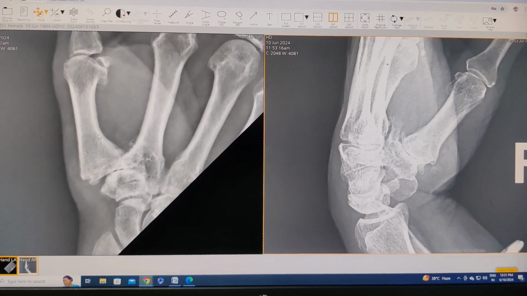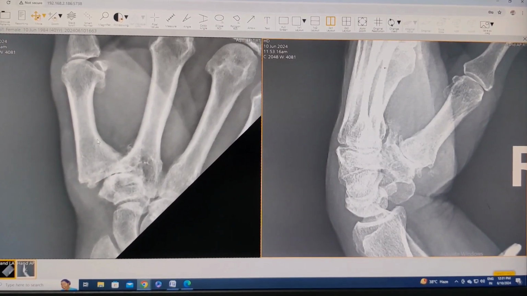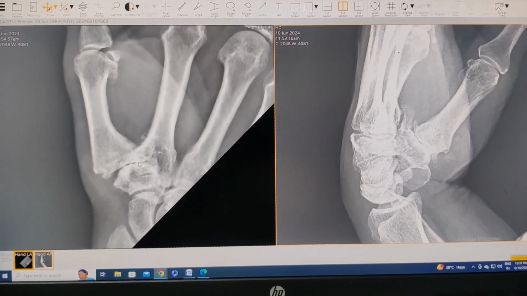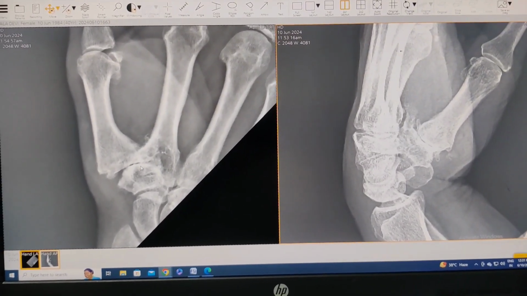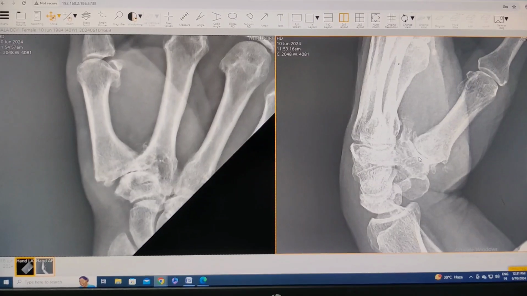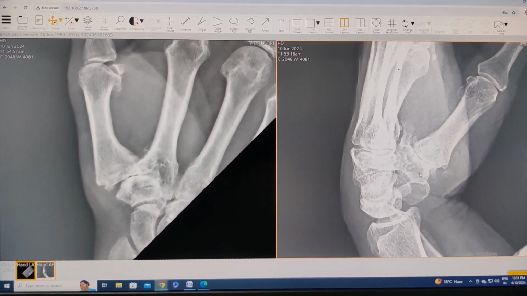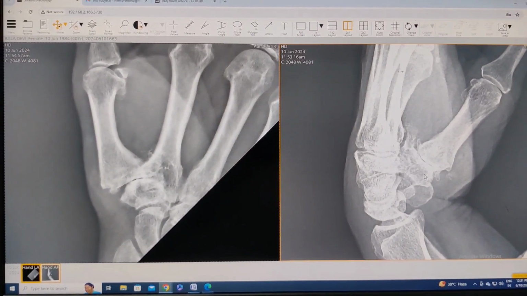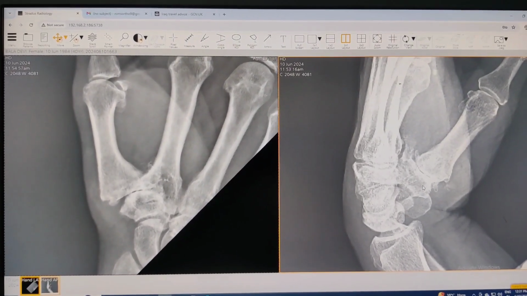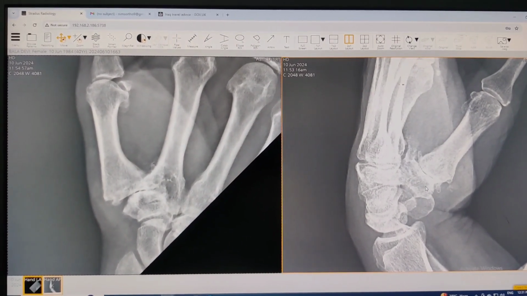In terms of X-ray, you can get a normal X-ray, or you can get the Robert's view, and if you see here, there's severe degeneration. There is sclerosis, there is osteophyte formation, and the joint space is completely gone. So this is a classical presentation of base of thumb arthritis. Now I will talk about the management of this condition.